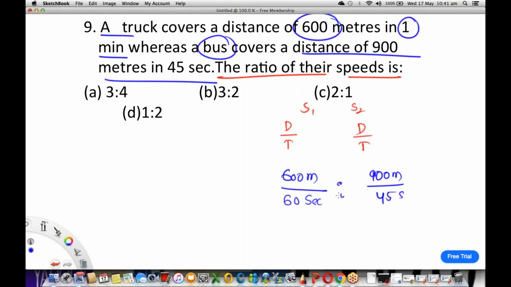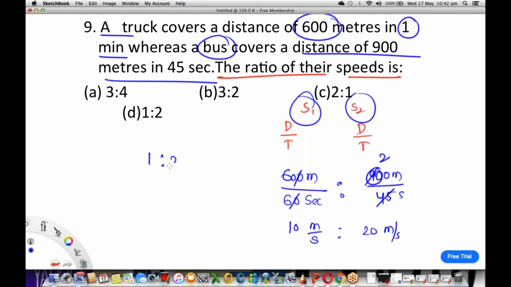So from this information, I can find out the speeds of the two, and I can even find out the ratio of these two. The truck is 600 by 60, which is 10 meters per second. The bus is 900 by 45, which is 20 meters per second. If I want to find the ratio of 10 and 20, that will be simply 1 is to 2. So 1 is to 2 is option D.